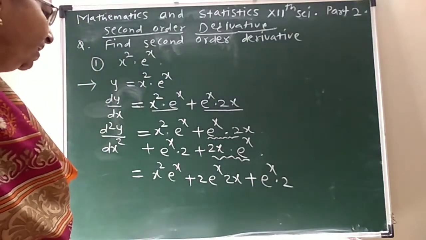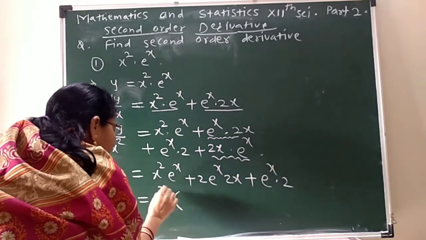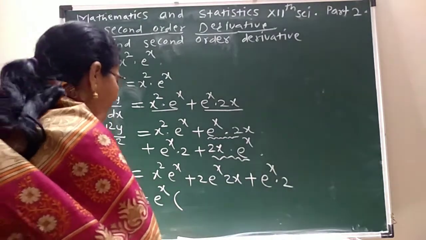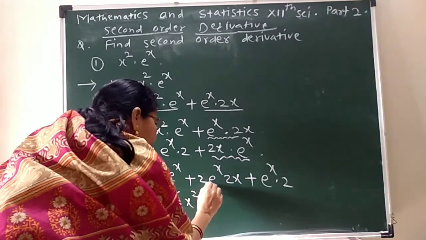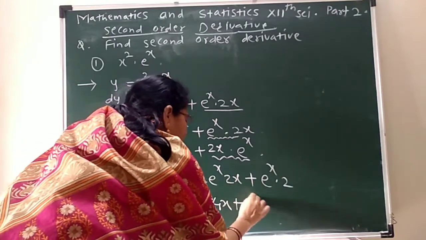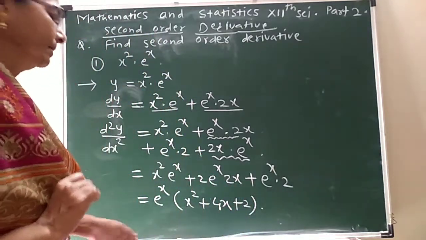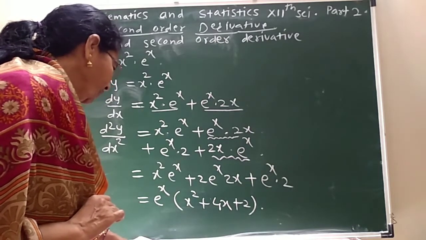If we see, in this answer we take e raised to x common and simplify. So here x square, 2x plus 2 into 2x, that is 4x, and 2. The answer is e raised to x times (x square plus 4x plus 2).